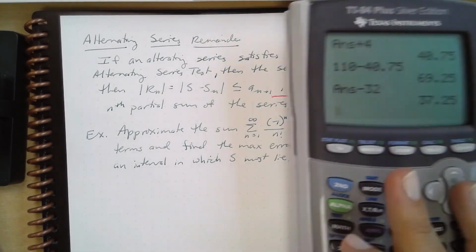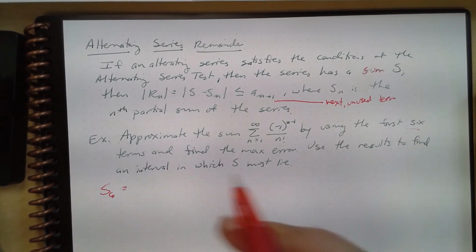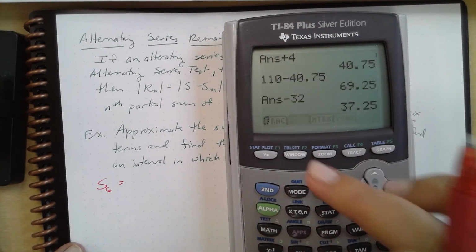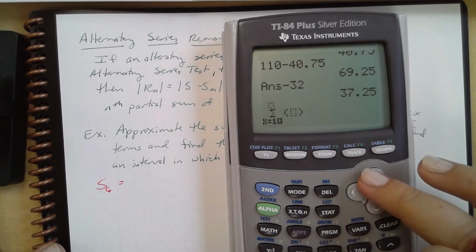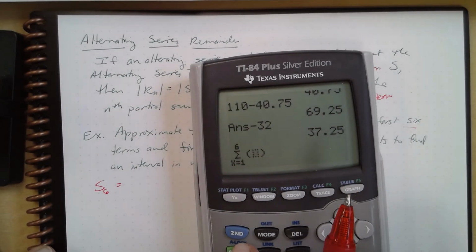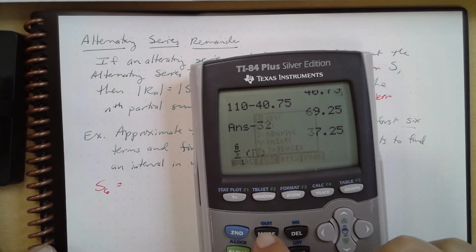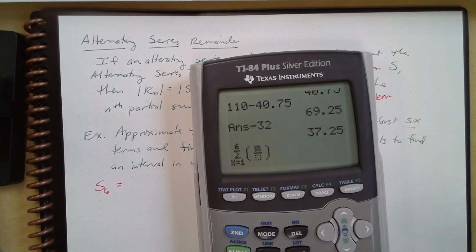So first we're asked to use the first 6 terms, so we're going to find s sub 6. I'm going to go to alpha window 2, and I'm going to use x's even though there's n's. That's okay. I'm using the first 6 terms, and something you can do here is alpha y equals. If I press 1, now I can write this as a fraction.